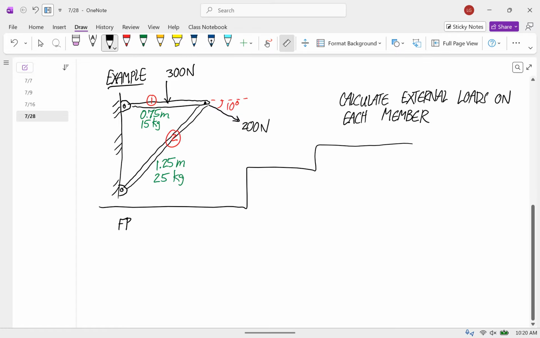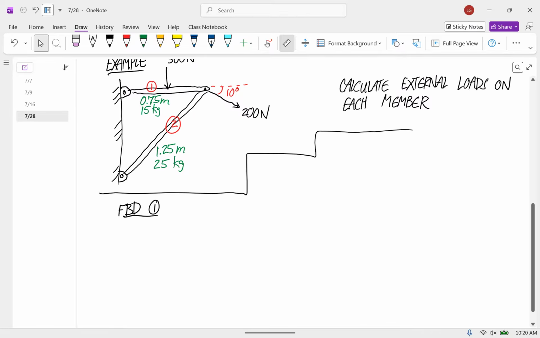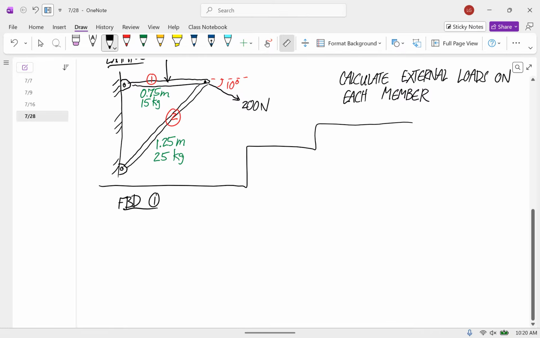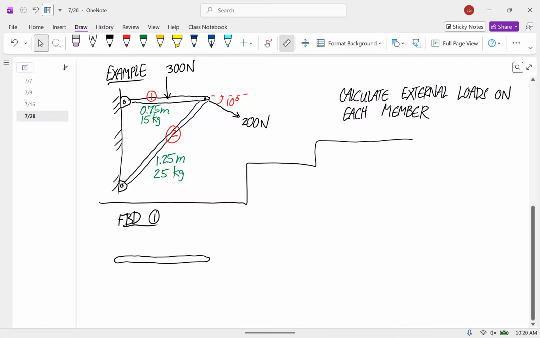I'm going to start with a free body diagram. So this is for member 1. Okay, so what do we have here? Well, there's a weight force that acts at the midpoint. So 15 times 9.81 is 147.15 newtons. And then there's the given force of 300 newtons, also at the midpoint, just because that's where we're told it's applied.